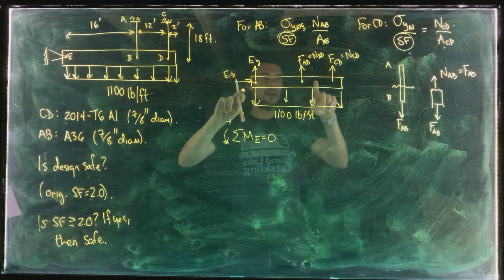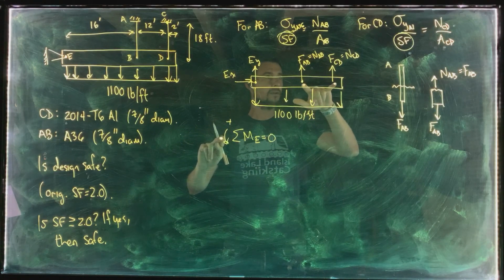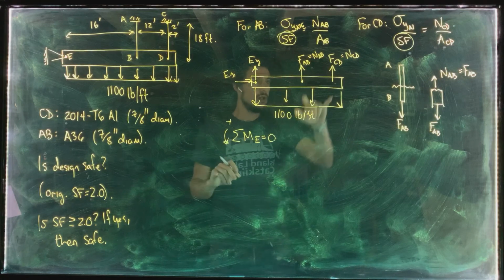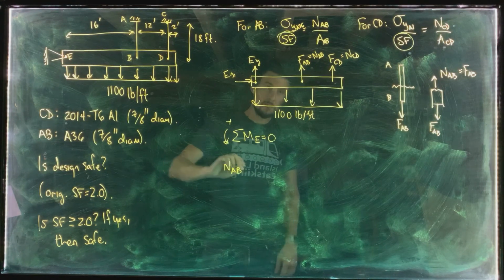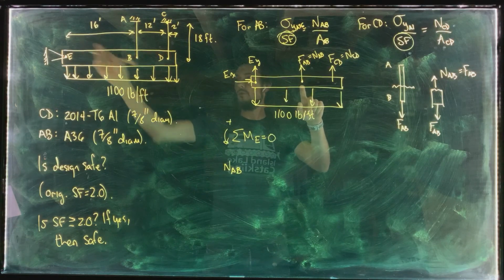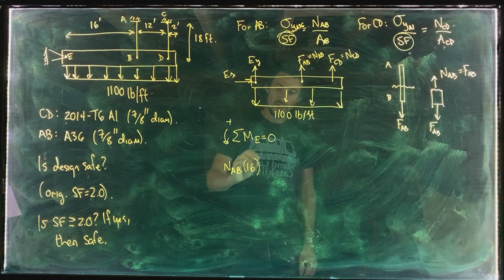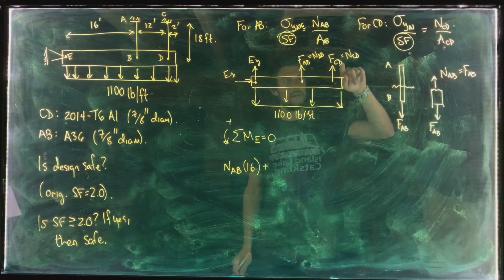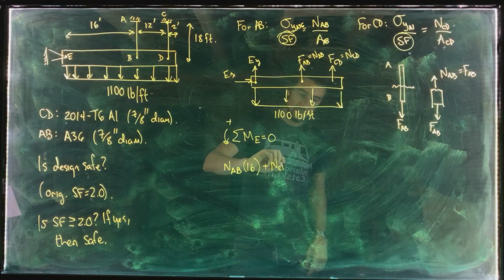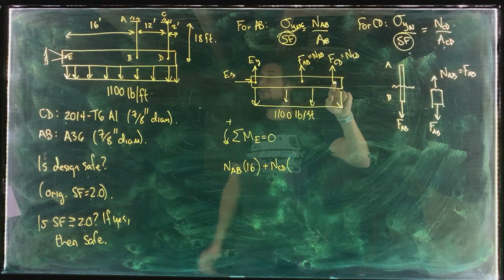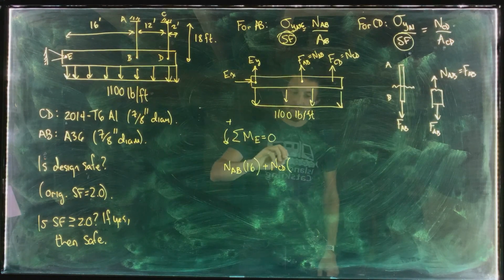So what have we got? In the positive direction, we've got the moments from these two cables here. So we've got NAB multiplied by its moment arm, which is 16 feet here. And then we've got the moment from CD. So we've got NCD, and its moment arm is 28 feet.